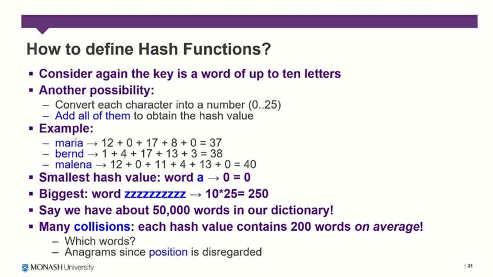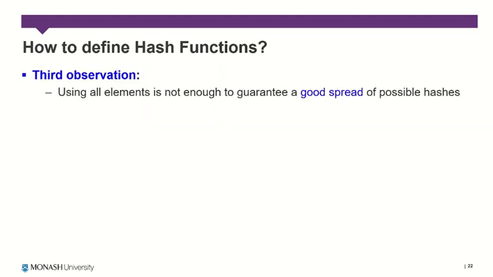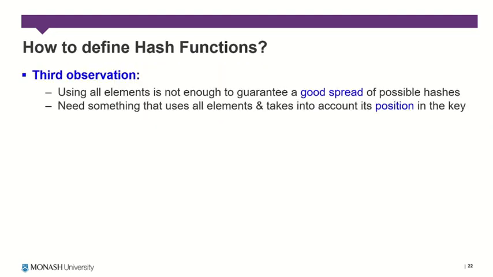So which words? Anagrams would be an example of this because the positions are the same. Like I said on the example before, if you rearrange the letters, it would still return the same hash value because we're just adding them up. We're not actually taking the position into consideration. Third observation, using all elements is not enough to guarantee a good spread of possible hashes. We need something that uses all elements but also takes into account the position in the key.